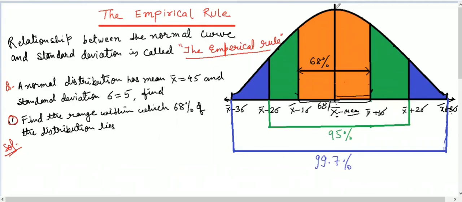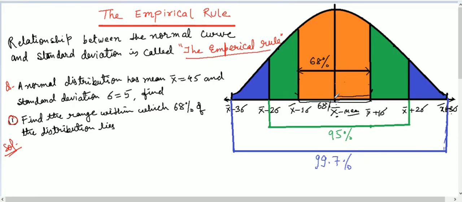So in this normal distribution curve, the middle line represents x bar, which is the mean. And from the mean, you go to the right: the first line here represents x bar plus 1 standard deviation. Then again you go to the right, this line represents x bar plus 2 standard deviation. And the third and last line represents x bar plus 3 standard deviation.